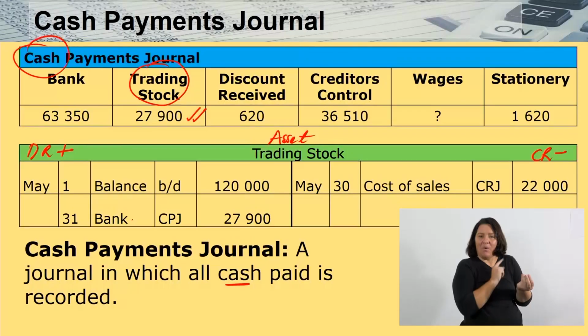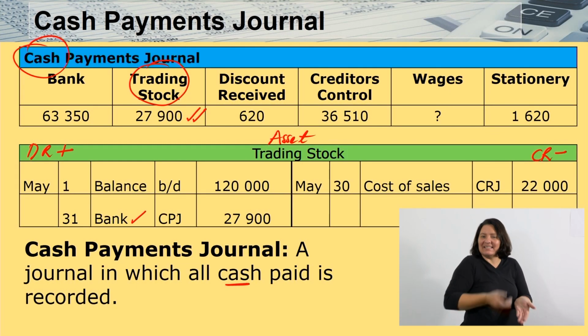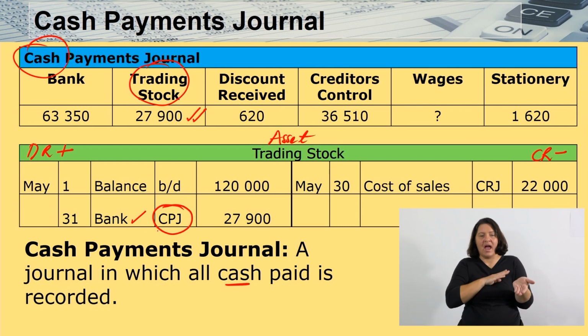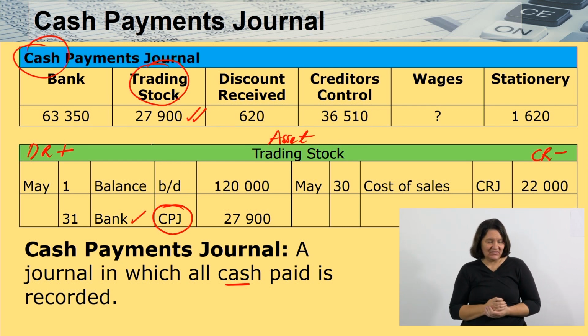Hence, you see here I have my bank because I am posting from my cash payments journal. And what is the amount? 27,900. That is what you find over there. It therefore means if a business purchases trading stock on cash, it will record it in the CPJ. And when they record it in the trading stock account, they will debit the amount. Why debit? Because trading stock is an asset. Therefore, it will increase on the debit side.